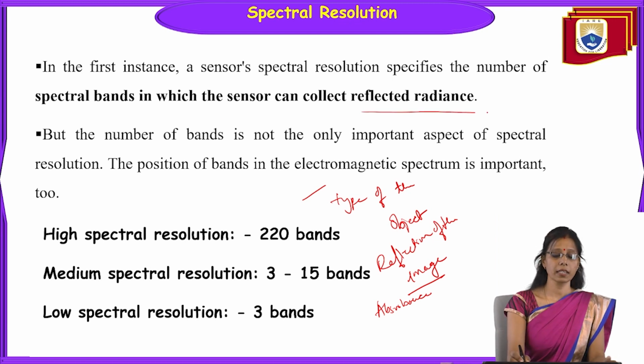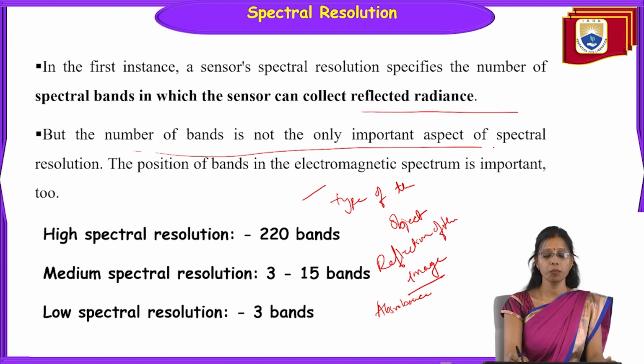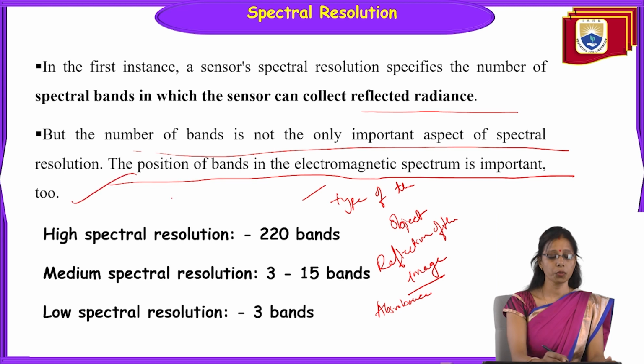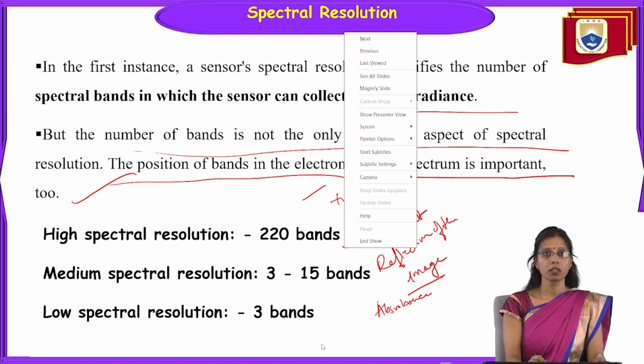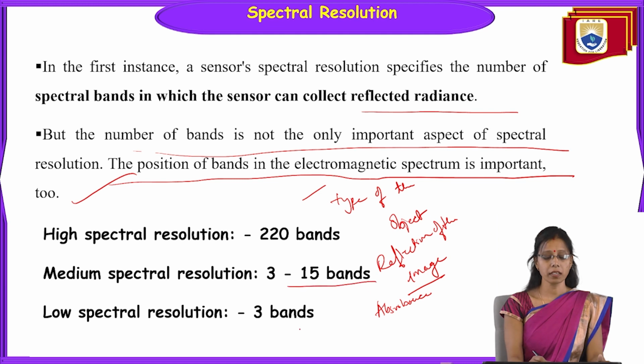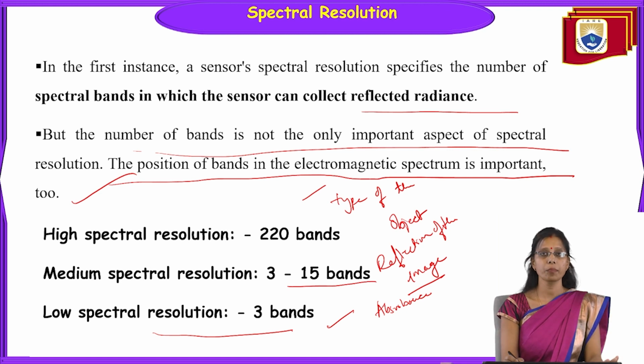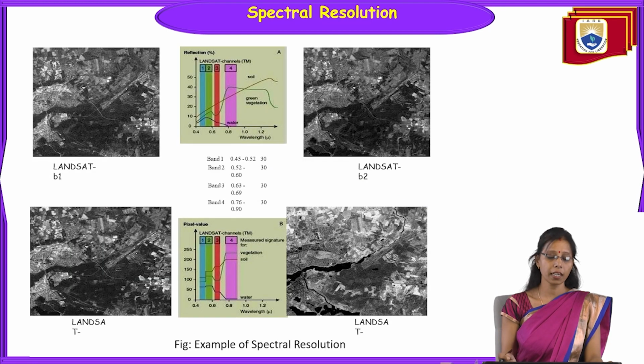This sensor can collect reflected radiance, but the number of bands is not the only important aspect of spectral resolution. The position of the band in the electromagnetic spectrum is important too. When you talk about high spectral resolution, that means it should have 220 bands. Medium, 3 to 15 bands. Low spectral resolution, 3 bands. High spectral resolution means it should cover the 220 bands. Medium means it should cover 3 to 15 bands. Low means it should cover 3 bands. And it has to give the information in the different bands.